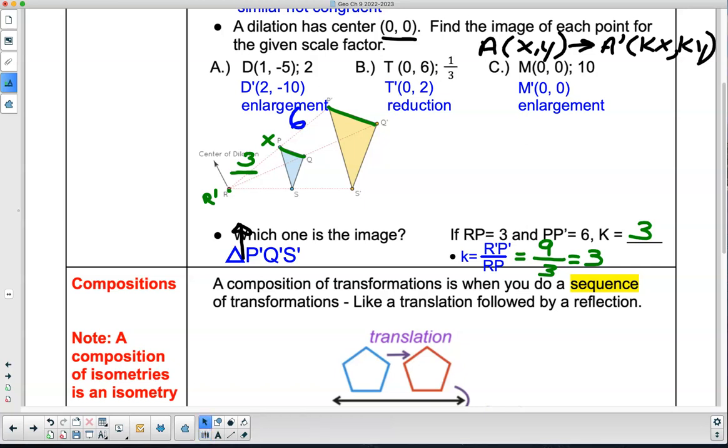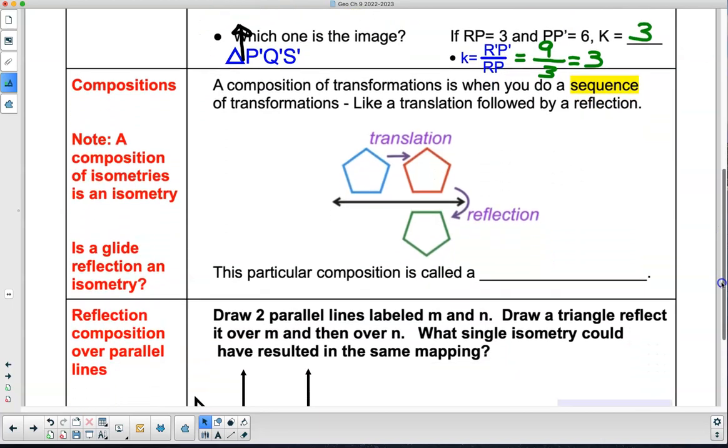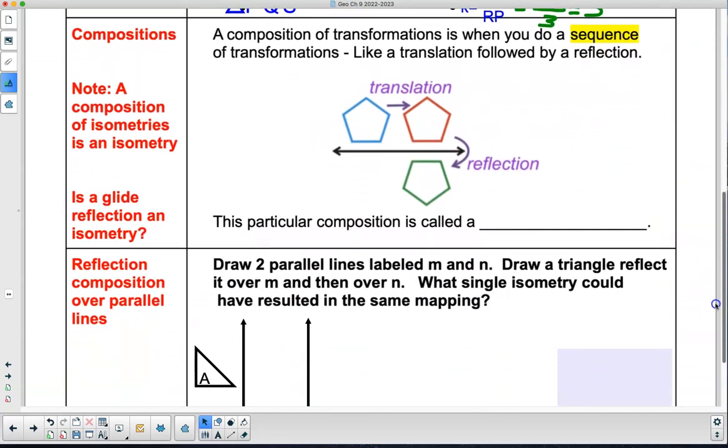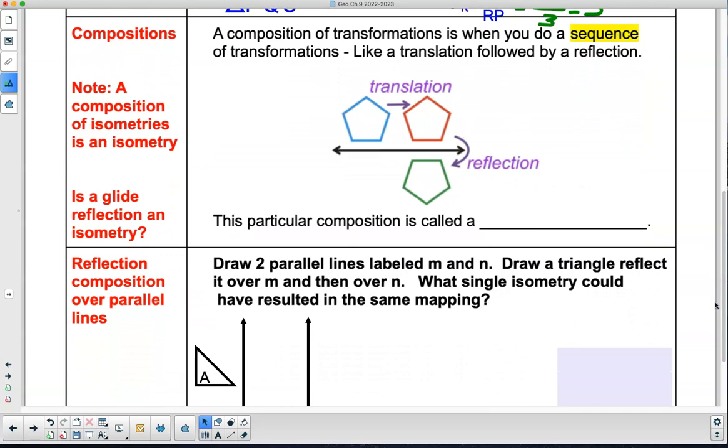Okay, now let's look on here. We have compositions today. This is new stuff, but when we're talking about compositions, a composition is a combination of other isometric changes or other transformations. I should say other transformations because not all of them have to be isometric.